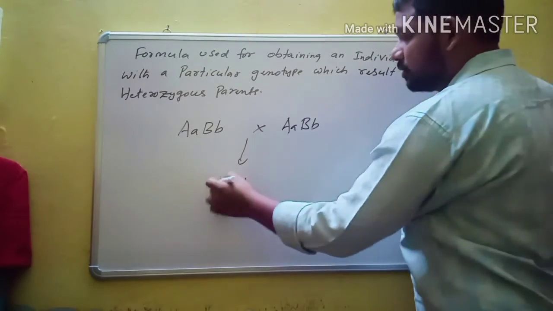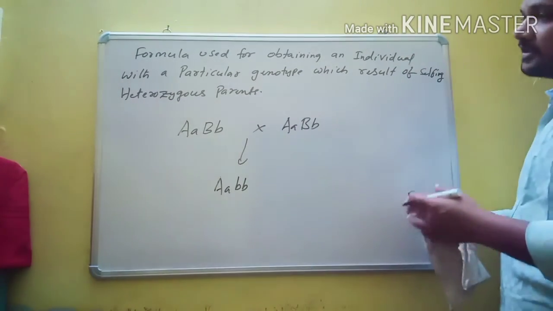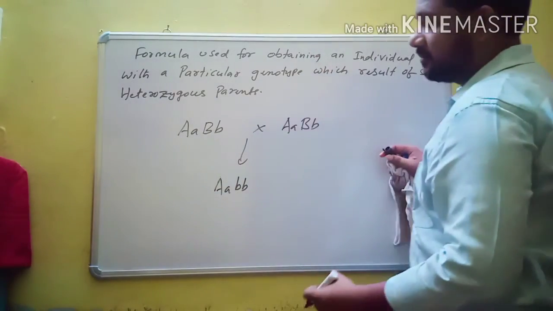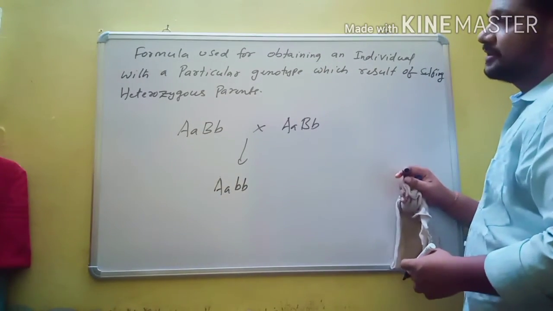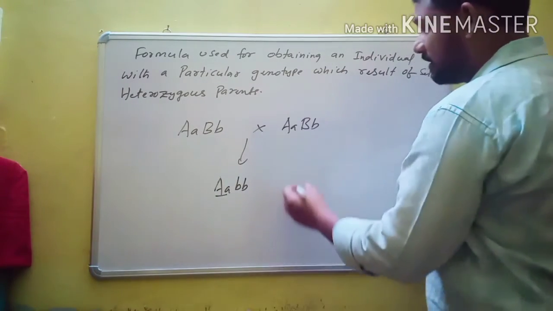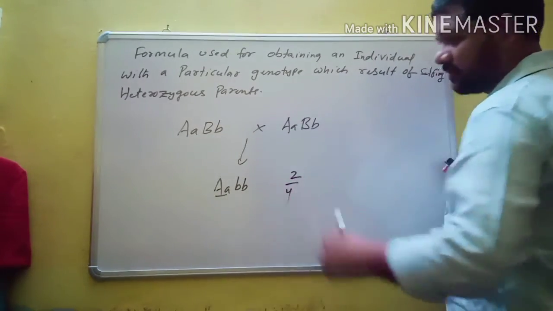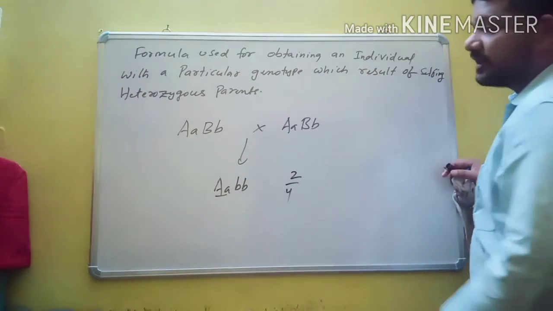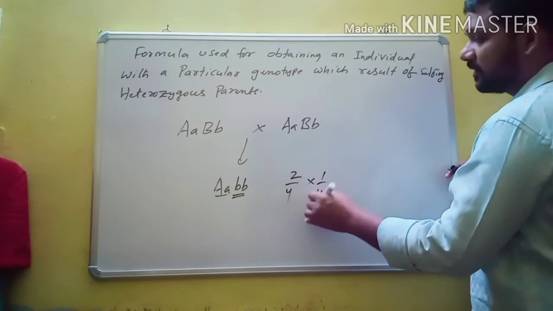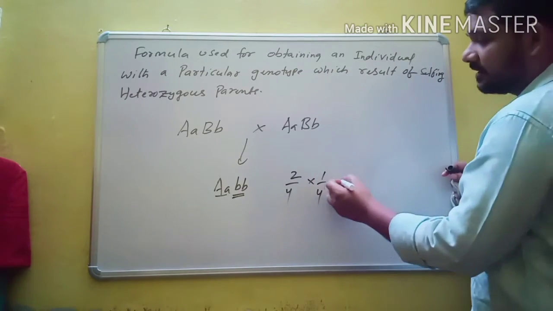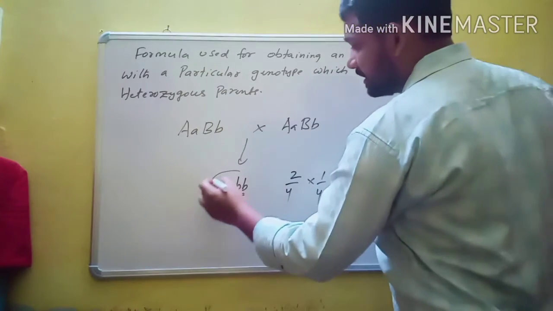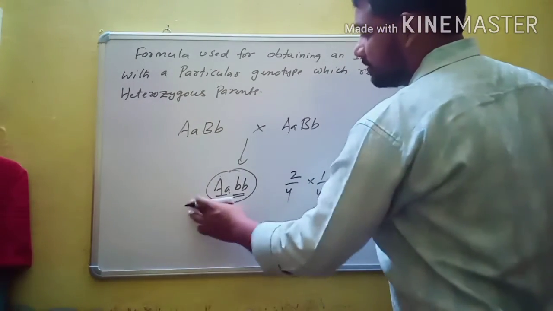For that we would have to use a Punnett square and do the dihybrid cross, but then it takes lots of time. But there is a small technique. What is the technique? When a heterozygous condition is obtained, then we take the 2/4 value. When a homozygous condition is obtained, then we take 1/4. Then both are multiplied, and we get the probability of the given individual with a particular genotype.